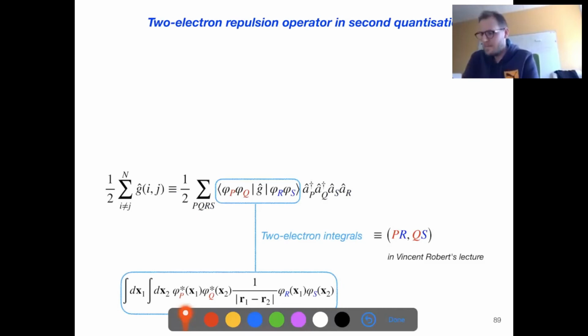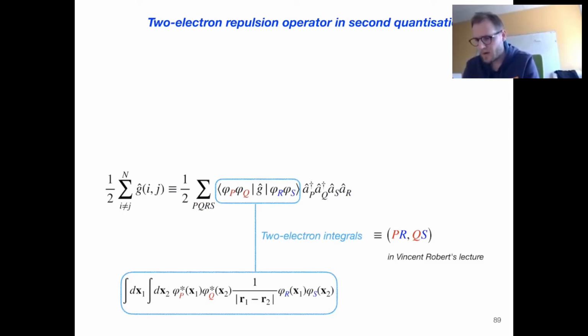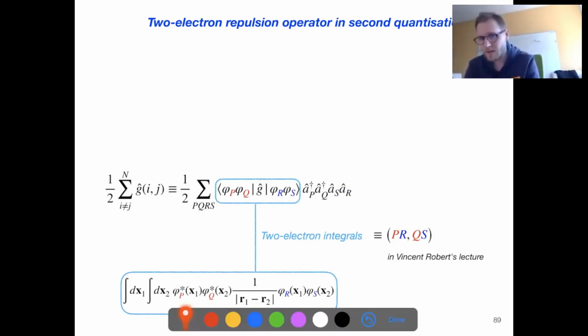Okay. So what is that? It's exactly the same expression as the one that Vincent introduced last week. Okay. So now you have this double integral because it's a 2 electron integral. Okay. And so now you have the 2 spin orbitals in the bra with 2 spin orbitals in the ket, and now you have the 2 electron repulsion operator.